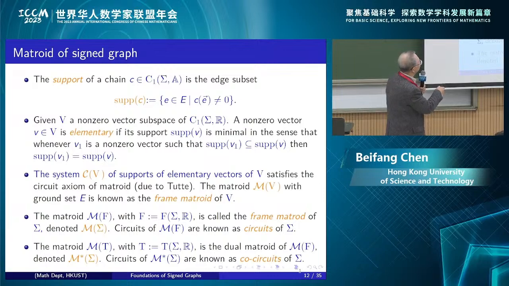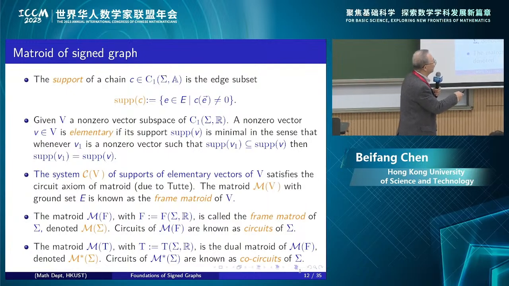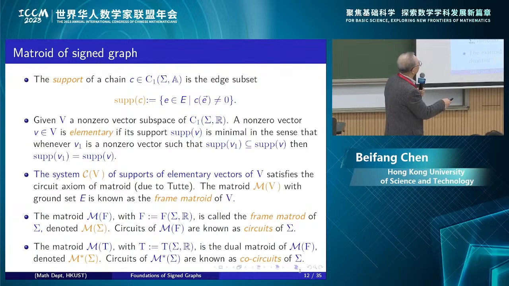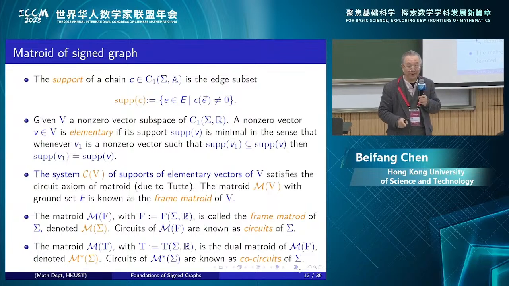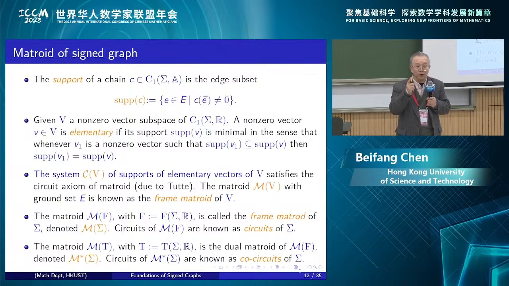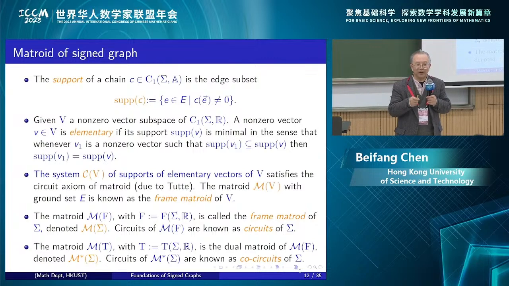We give an arbitrary vector space, that means take an arbitrary subspace of this chain group. This is the vector space. Actually, we take the real coefficients. A non-zero vector is called elementary if its support is minimal, in the sense that whenever v1 is another non-zero vector whose support is contained in the support, then they are actually equal. That's called minimal. So those non-zero vectors whose support is minimal are called elementary.